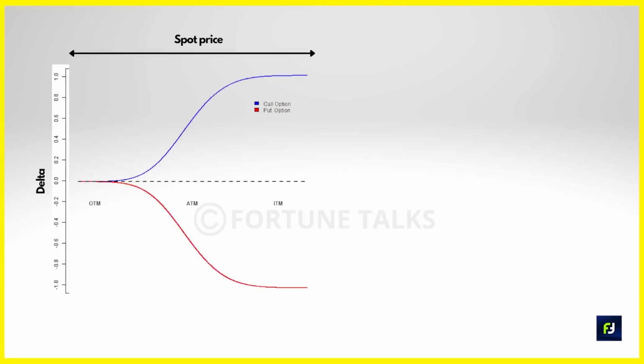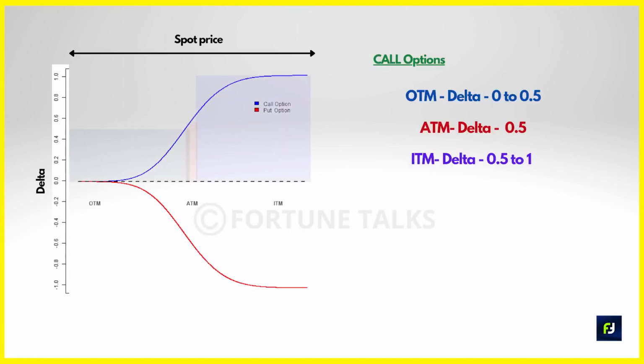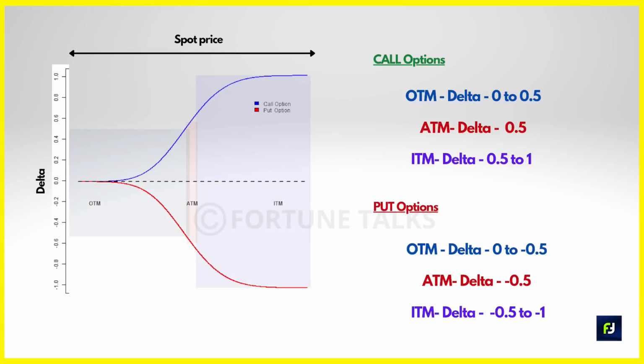Now, take a look at this graph. It shows the relationship between different option strikes and the delta for call and put options. From this graph, it is clear that the OTM options have a delta value between 0 and 0.5, ATM option has a delta of 0.5, and ITM options have a delta between 0.5 and 1 in case of call options. And for put options, OTM strikes have a delta between 0 and -0.5. ATM option has a delta of -0.5, and in the money option has a delta between -0.5 and -1.